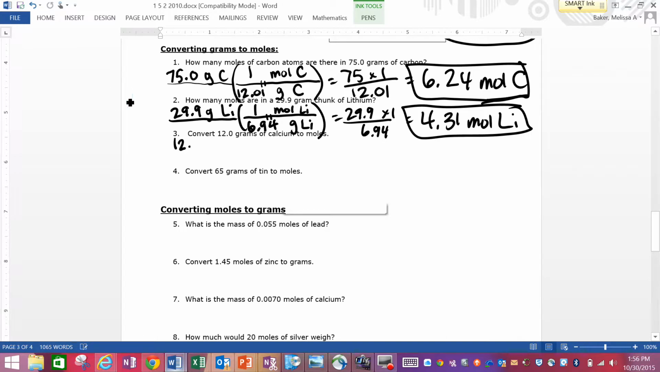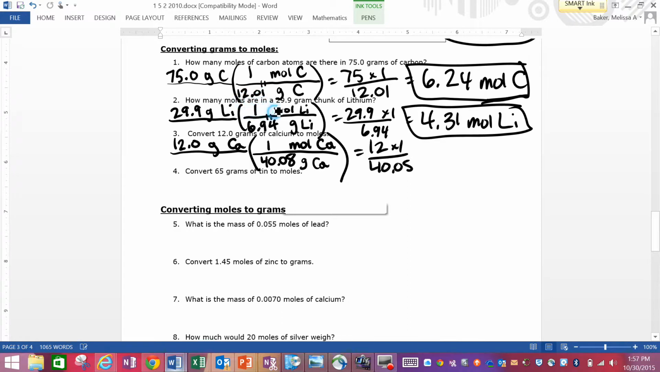How about converting 12 grams of calcium into moles? Same thing, set it up. We want to get rid of grams of calcium and we want to get it into moles of calcium. 1 mole of calcium weighs 40.08 grams. Multiply across the top, divide by the bottom. Answer, 0.3 moles of calcium. Also, if I were being better, I'd be showing that my units are canceling out.